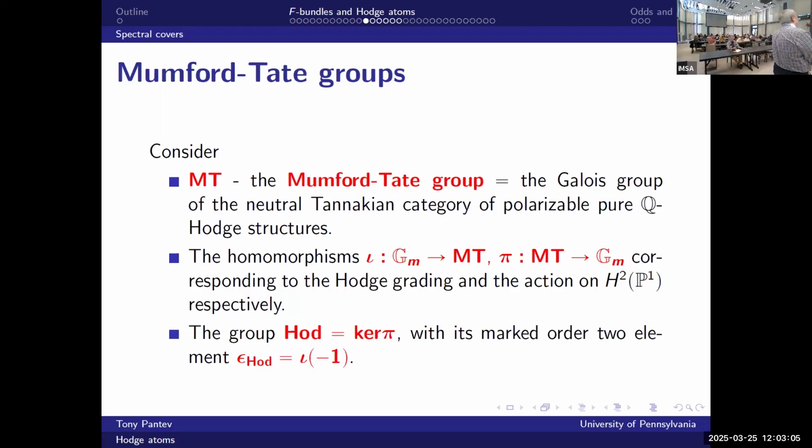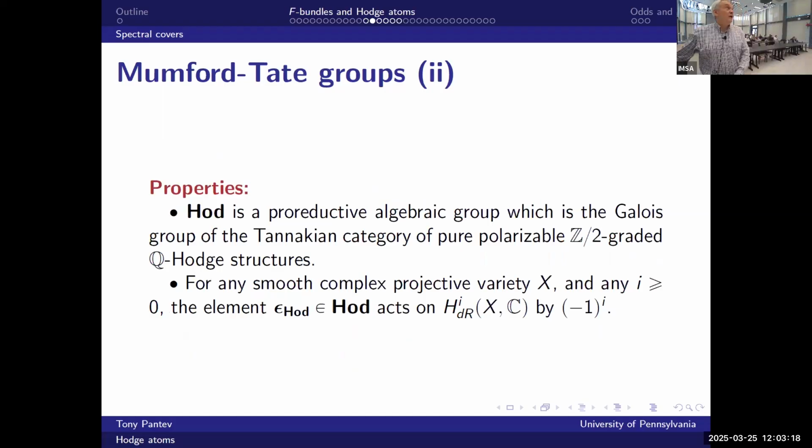So this is going to be our symmetry data, this group, which is the Mumford-Tate group that acts trivially on the Tate motive, plus this extra involution. And it's a pro-reductive group. It's the Galois group of the category of pure polarizable Z2 graded Hodge structures. And the involution grades the cohomologies into an even and an odd part. So you lose the Z grading of the cohomology, but you keep the Z2.